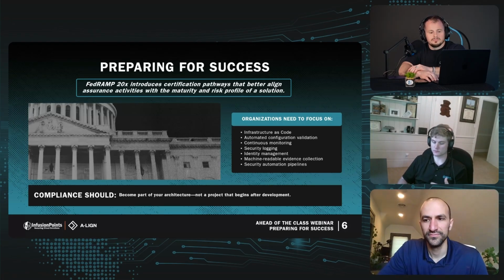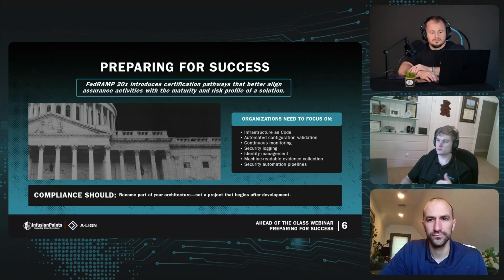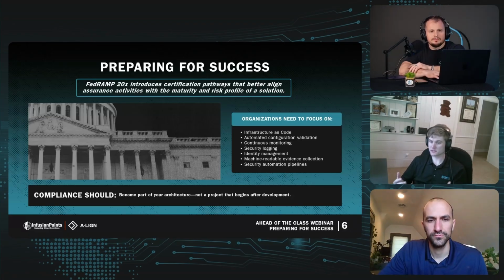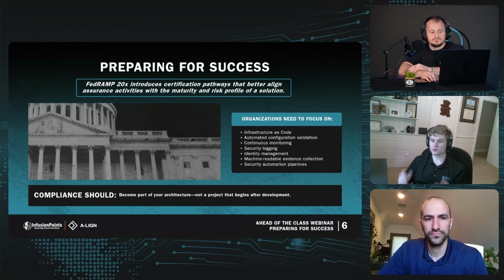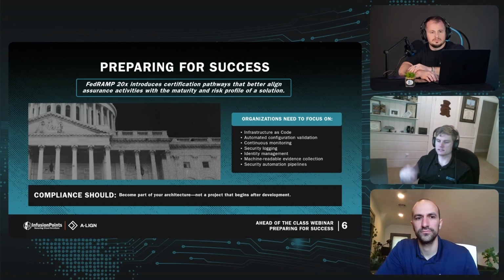Continuous monitoring. So what monitoring things do you have in place? Your SIEM tool, a SIEM tool is required. So do you have a SIEM tool in for security monitoring, for security logging, your identity management? What is your story around users? Machine readable evidence collection: can you pull all this into a JSON, for example? And then security automation. Think about how you would continuously prove this instead of just going and grabbing screenshots. So that's the high level.